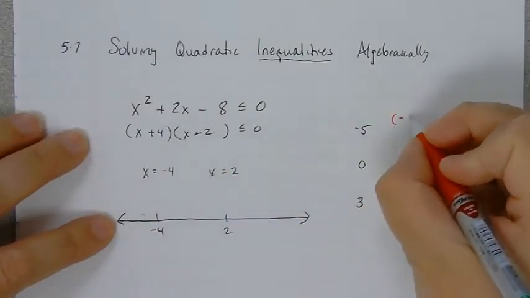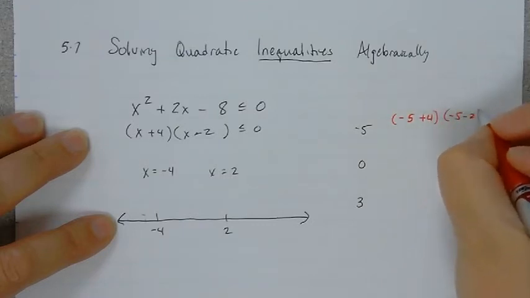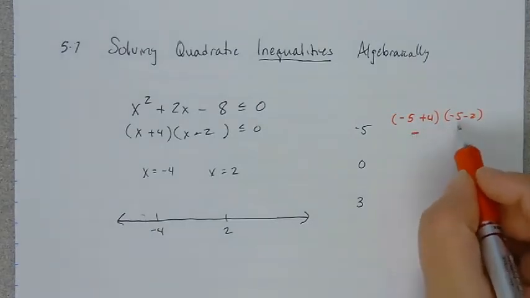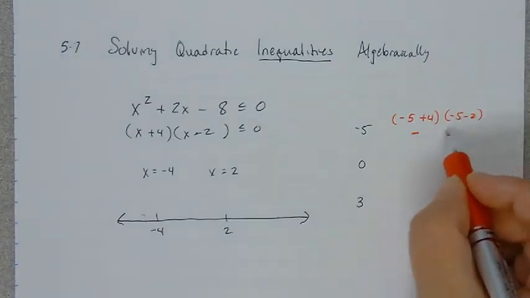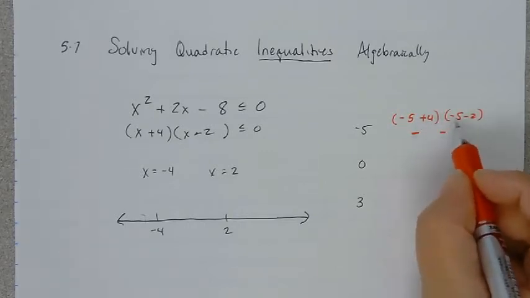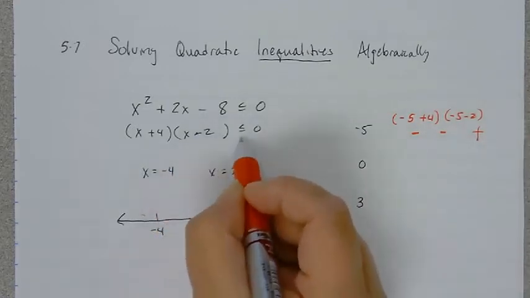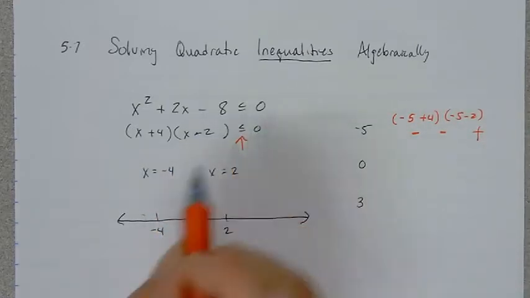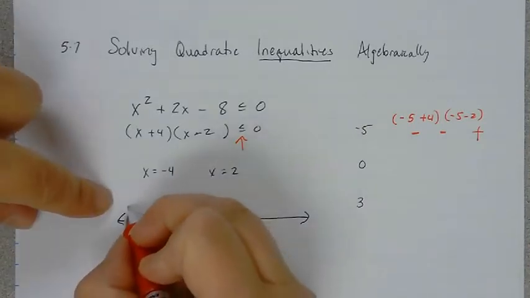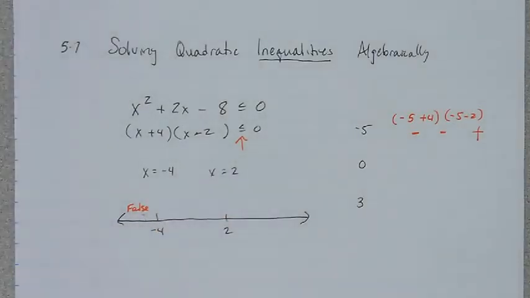If I put negative 5 in for x, negative 5 plus 4 is going to give me a negative answer. Negative 5 minus 2 is going to give me a negative answer. And when you take a negative times a negative, you get a positive. But look what I was trying to get. I wanted to get something that was less than or equal to 0. So that tells me that this part is false. The numbers in that region do not work.